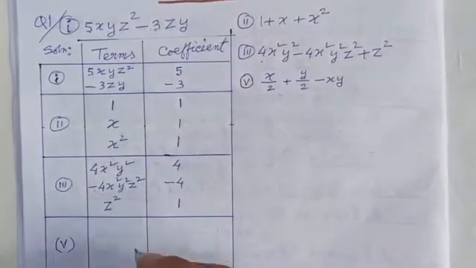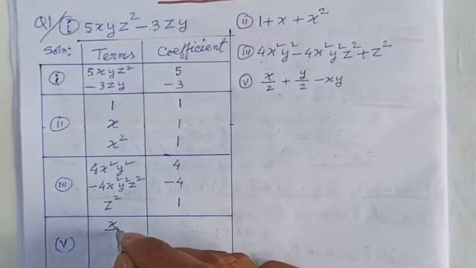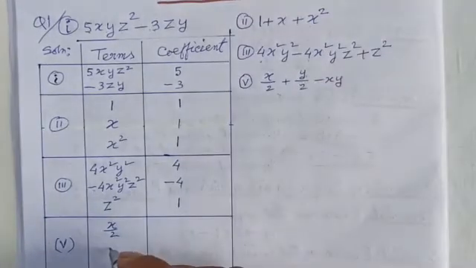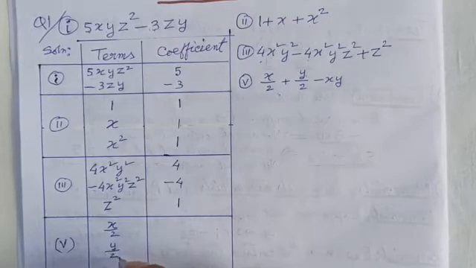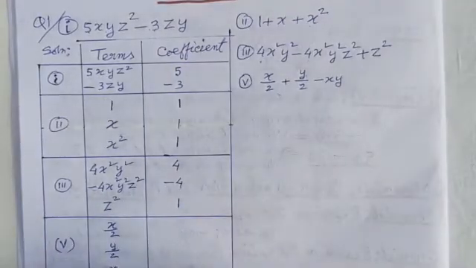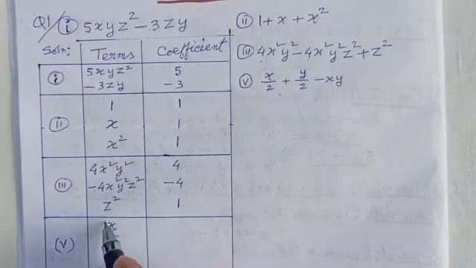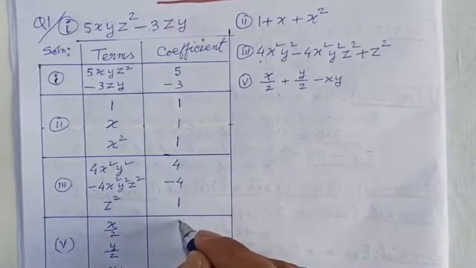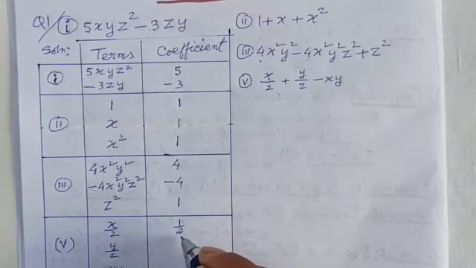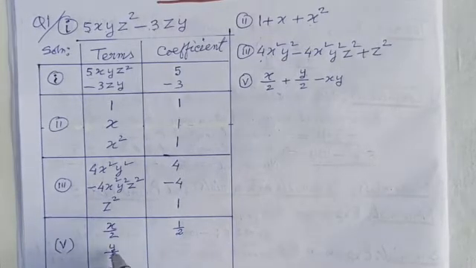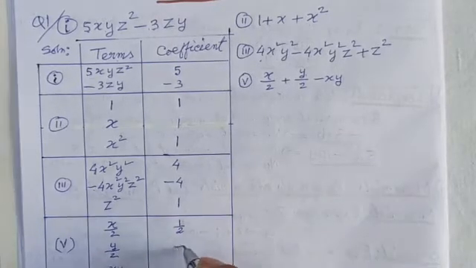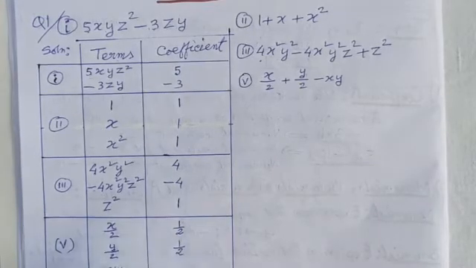First term is x by 2, second term is y by 2, and the third term is minus xy. So here the coefficient is, here is 1, here is 2, so 1 by 2. Here this number 1 is with y, so the coefficient of y is 1 by 2. And here there is 1, so here the coefficient is minus 1.